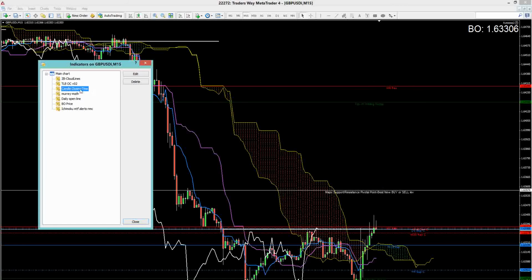Candle closing time down here at the bottom left, that's the time till the candle closes. Murray math, just explain those. That's this pivot point right here. Daily open line, that's up here at the top. BO price, that is up here at the top right.